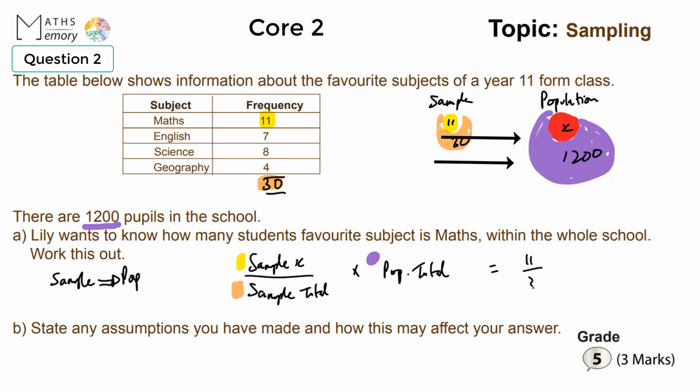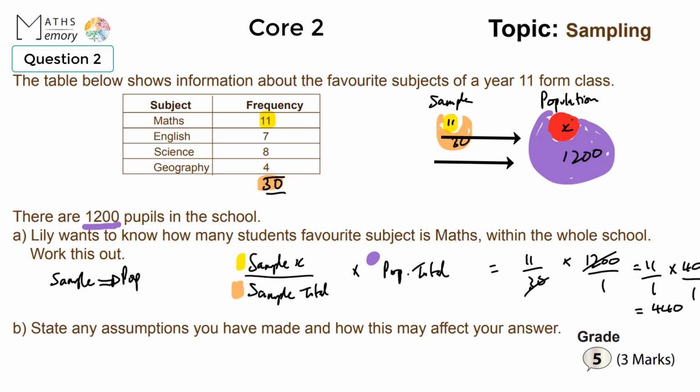So 11 over 30 times 1200. This is non-calculator. Let's put a 1 underneath there to make them two identical fractions. Let's see now what goes into 30 and 1200. That's a much quicker way of doing it. The factor is 30, so we divide them both by 30. It's 11 over 1 times 40 over 1. We've got 40 because 40 times 30 is 1200. 11 times 40 is simply 440.